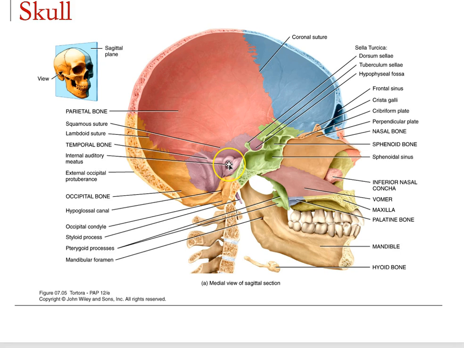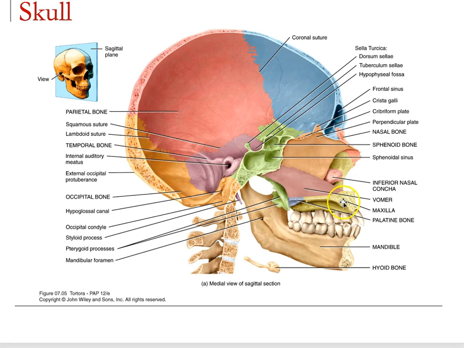Well, here's an inner auditory meatus, which means on the other side here you'd find the ear. Inside the skull, this is where you're going to find that sphenoid bone. This is where you're going to find that vomer. This will be where you find the actual maxilla. Okay? And the palatine bone is behind the maxilla. And there's that mandible. Okay.